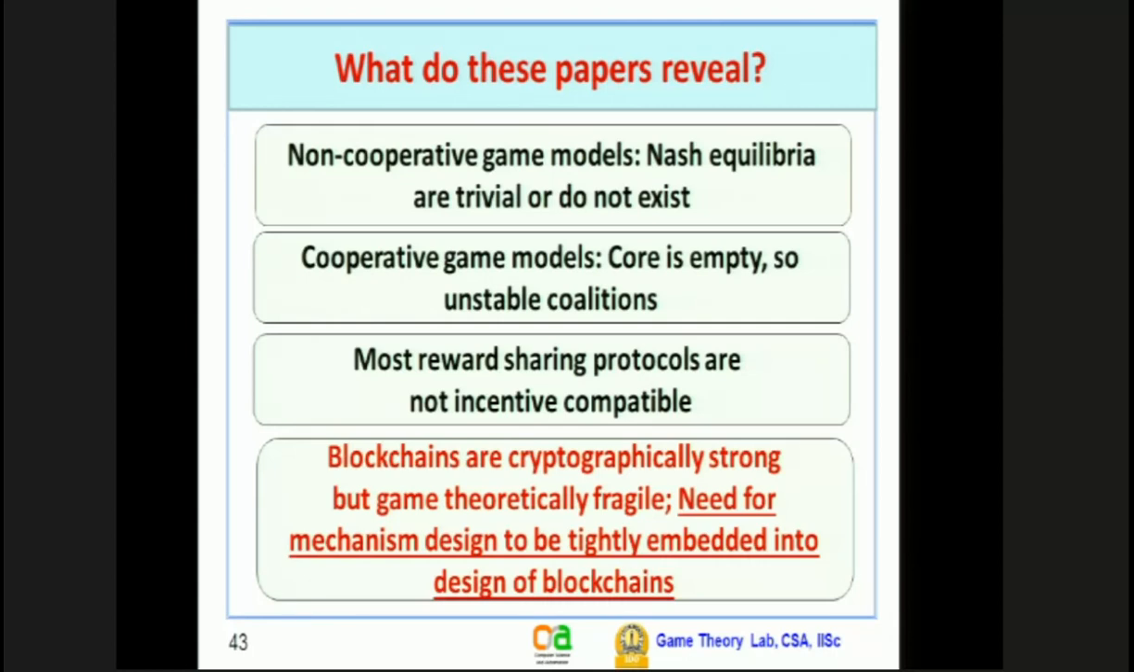I just wanted to say that here's a summary of what game theory has to offer to blockchains. If you try to model them using non-cooperative game models, it turns out that either Nash equilibria do not exist or they're trivial. If you try to use cooperative game models, the solution concept, the core, is empty, so all mining coalitions are unstable. And it turns out that most of the reward sharing protocols among players who do the mining are not incentive compatible. So if you try to apply game theory to study the dynamics of blockchains, most of the news is bad news. The summary is blockchains are cryptographically strong but game theoretically very fragile, and the belief is that if you can use mechanism design, blockchains will become more and more robust.